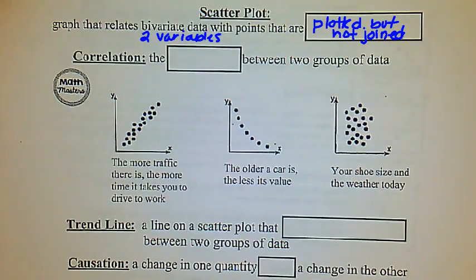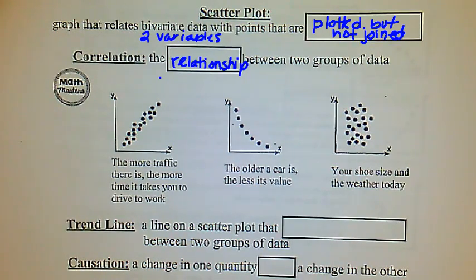So the main thing that we're going to be talking about is correlation. So the correlation is the relationship between 2 groups of data. So we have a couple different types of correlations. We have this is called a positive, this would be negative, and then this would be no correlation. So we'll talk about that in a minute, but that's where we're going with this.